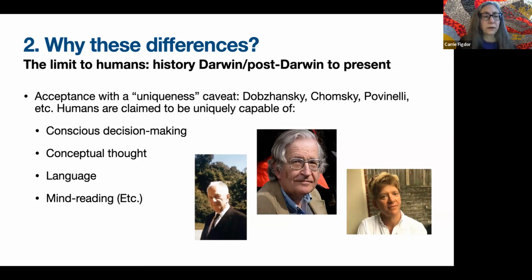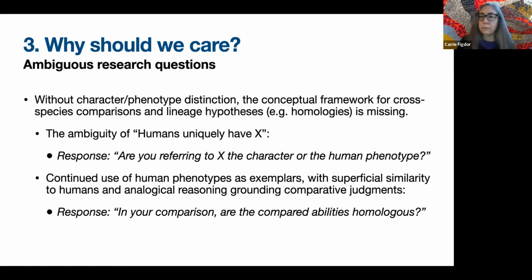And what's interesting about these claims is that they're made without distinguishing between the human phenotype of, say, decision-making or mind reading and any kind of character that might be individuated across species, the way you guys take for granted with brains or even stress responses. And so what happens is when you have a conceptual framework where you don't have even a concept of a character, you get a lot of ambiguous sorts of questions. So I like to ask annoying diagnostic questions like, when somebody says humans uniquely have such and such, then I just want to know, are you referring to X as a character or X as a human phenotype? Because human phenotypes are, of course, trivially unique to us.